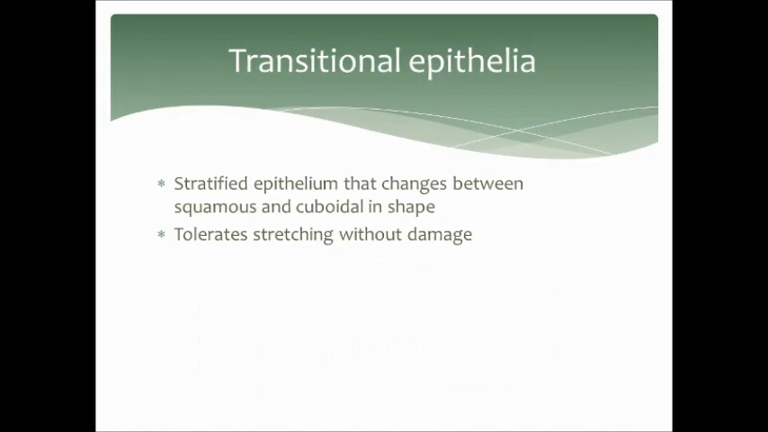Transitional epithelium is a stratified epithelium that changes between squamous and cuboidal in shape. So this will depend on how much it's being stretched. It tolerates stretching without damage. We'll find transitional epithelium primarily in the bladder. So these cells will be able to tolerate stretching of the bladder when it's more filled with urine to be excreted without damaging the bladder itself.